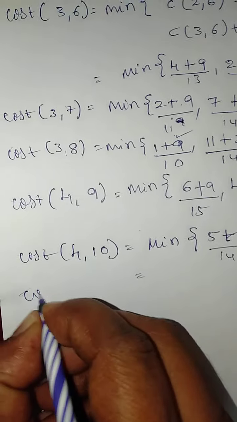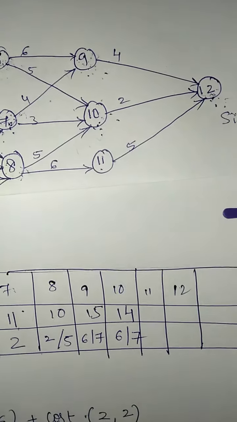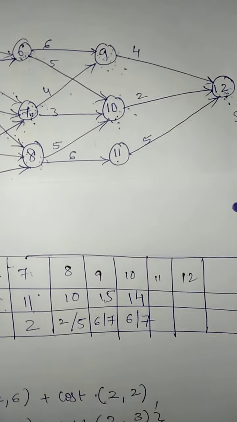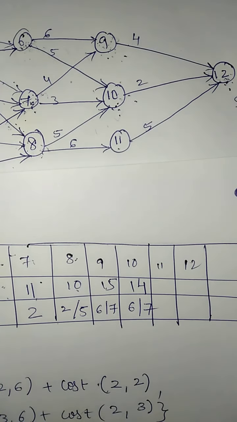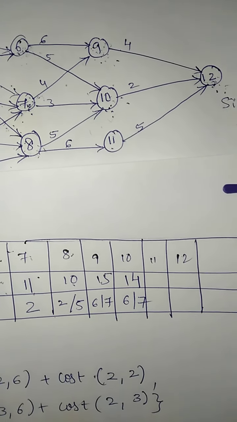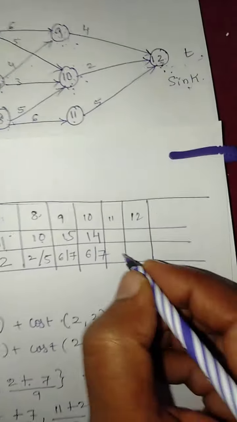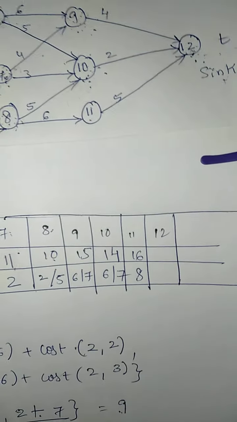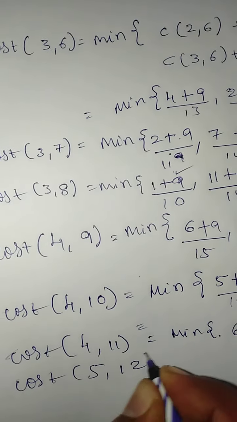Next, cost of stage 4 vertex 11. Vertex 11 has only one incoming edge, so that is 6 plus cost of 8. From the table, the cost of 8 is 10, so it is 16, right? It is 16. And which is the previous vertex? It is 8. Done.